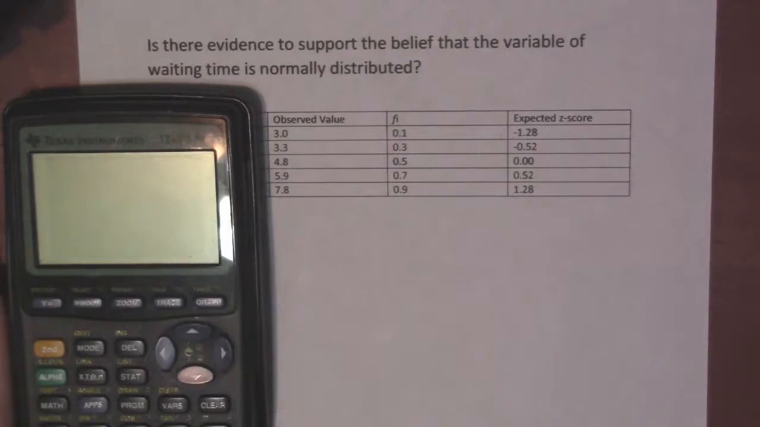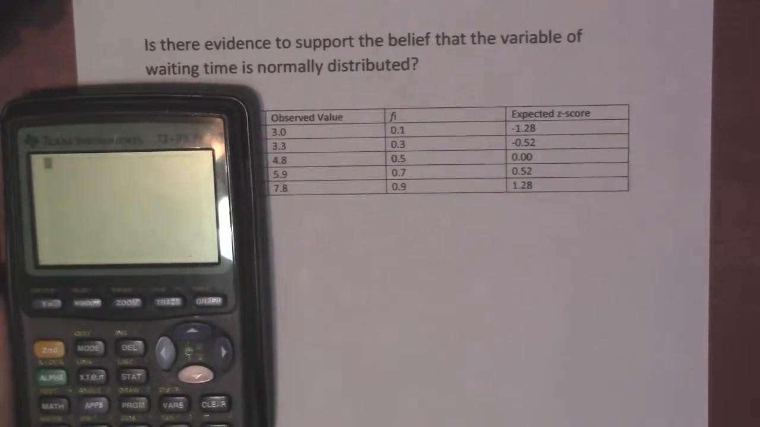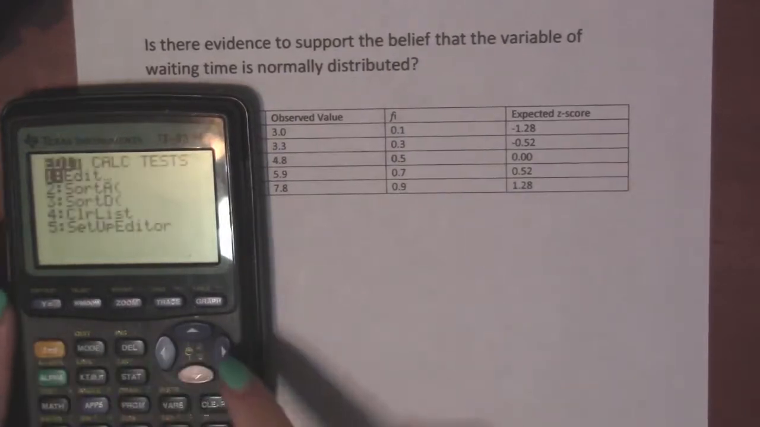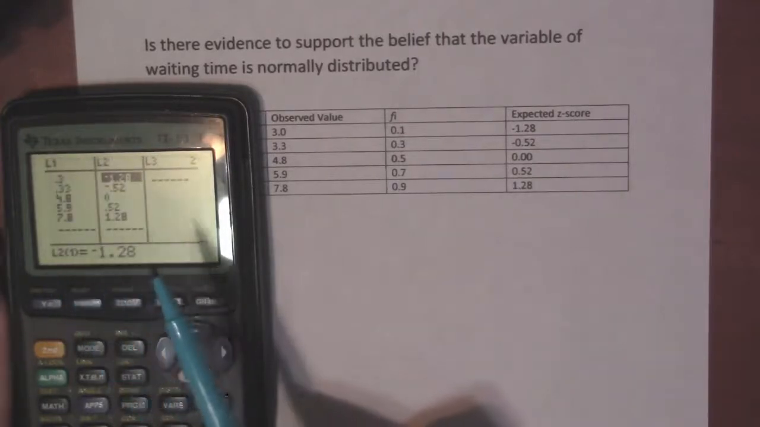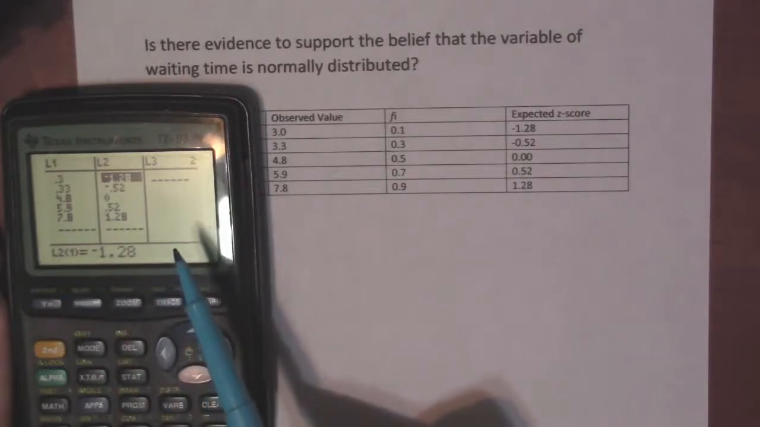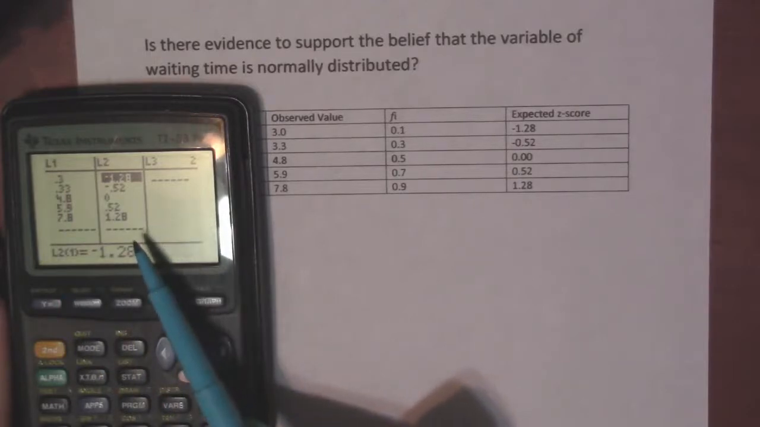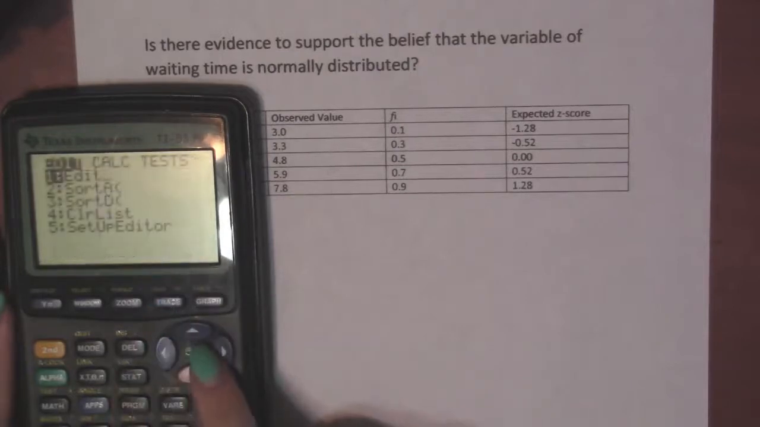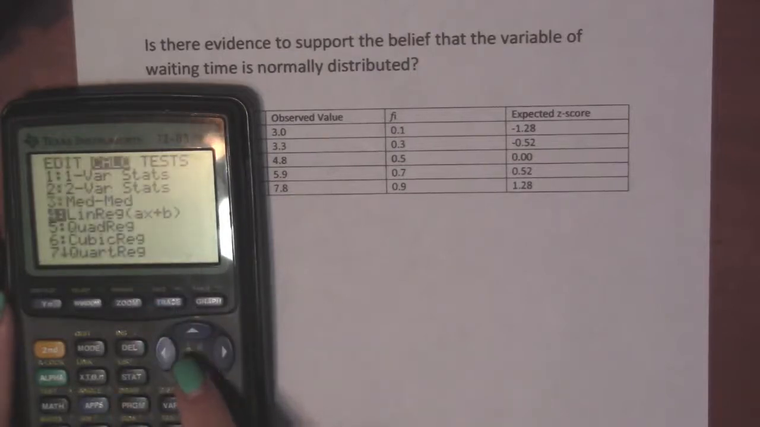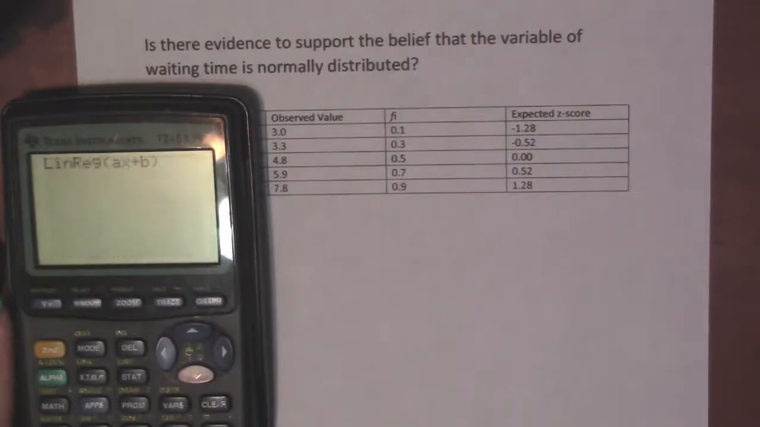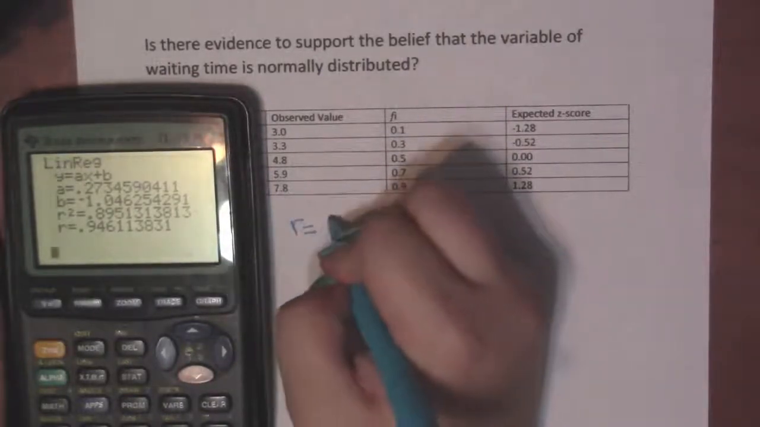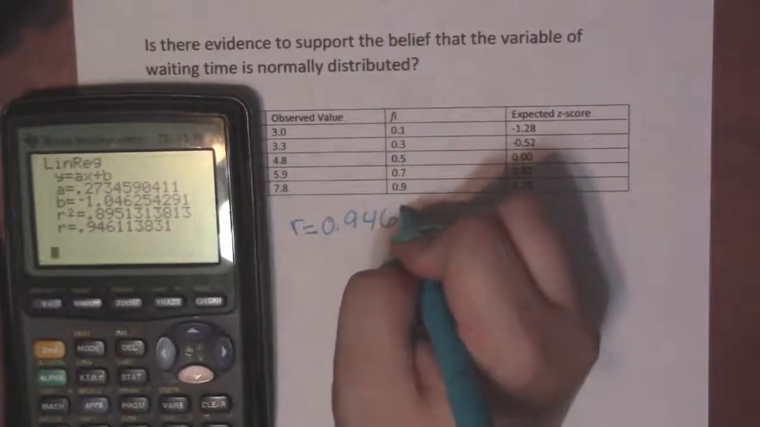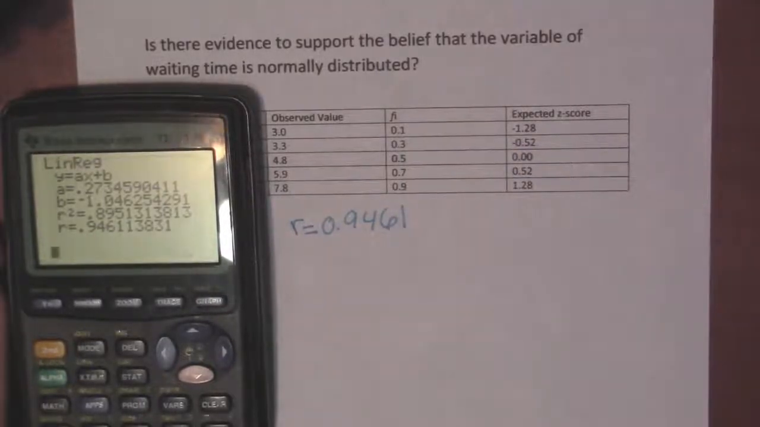And we're going to do it in our calculator, even though you can do it by hand, just to save us some time. So you're going to go to Stat, Edit, and you're going to type your observed values into L1 and your response, or expected z-score, into L2. And then you're going to do Stat, Calc, and go all the way down to number 4, which is the equation for the least squares regression line. You're going to hit Enter, and then you're going to get your r. So for this case, r equals 0.9461. So that's our correlation coefficient.